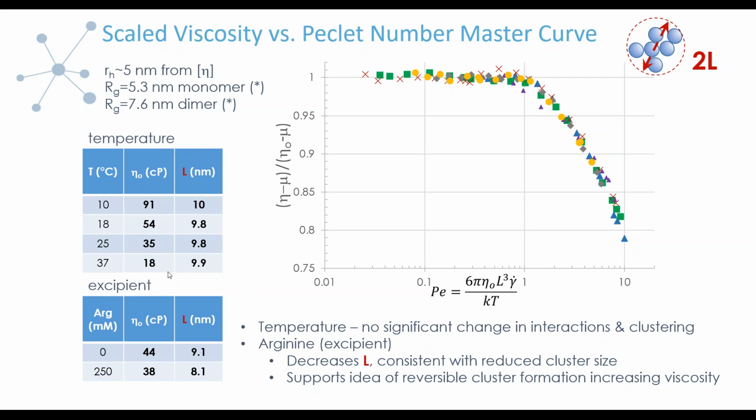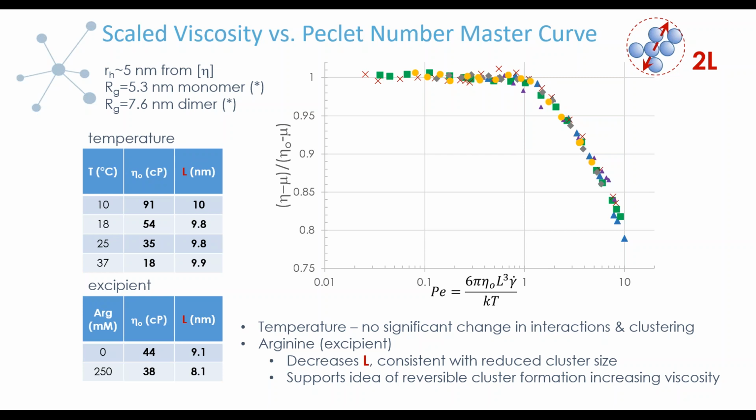However, when we look at how the excipient behaves, so now we have either no excipient or 250 millimolar arginine hydrochloride, what we see is a real and significant drop in the characteristic length scale as we introduce this arginine hydrochloride. Now, this is consistent with the idea that the arginine is reducing to some extent the attractions that are contributing to the formation of clusters, and we're reducing, on average, say, cluster size by introducing this arginine.